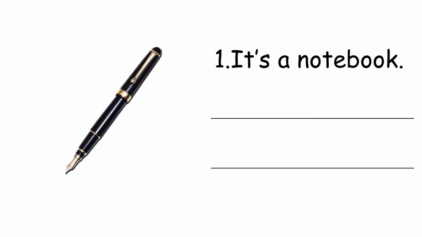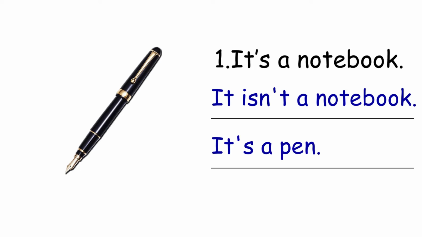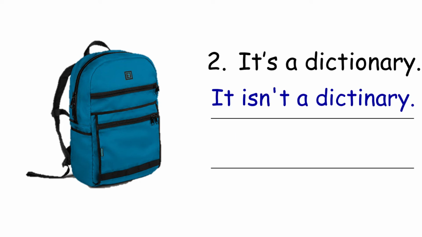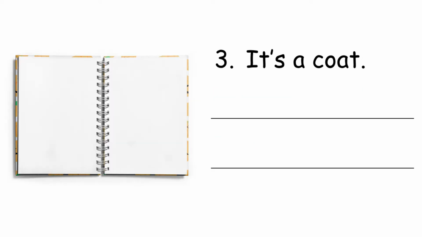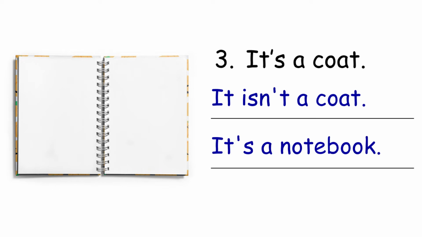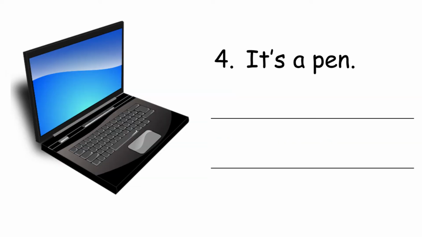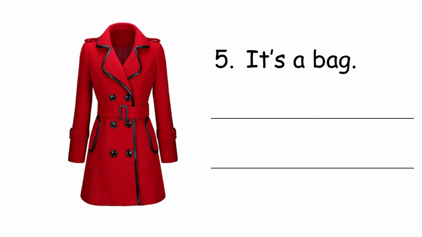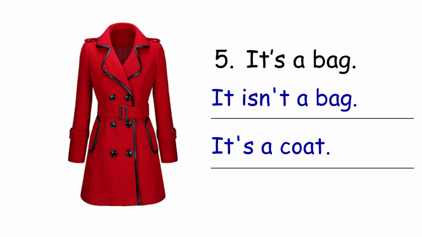Let's go! 1. It's a notebook. It isn't a notebook. It's a pen. 2. It's a dictionary. It isn't a dictionary. It's a bag. 3. It's a coat. It isn't a coat. It's a notebook. 4. It's a pen. It isn't a pen, it's a laptop. 5. It's a bag. It isn't a bag, it's a coat.